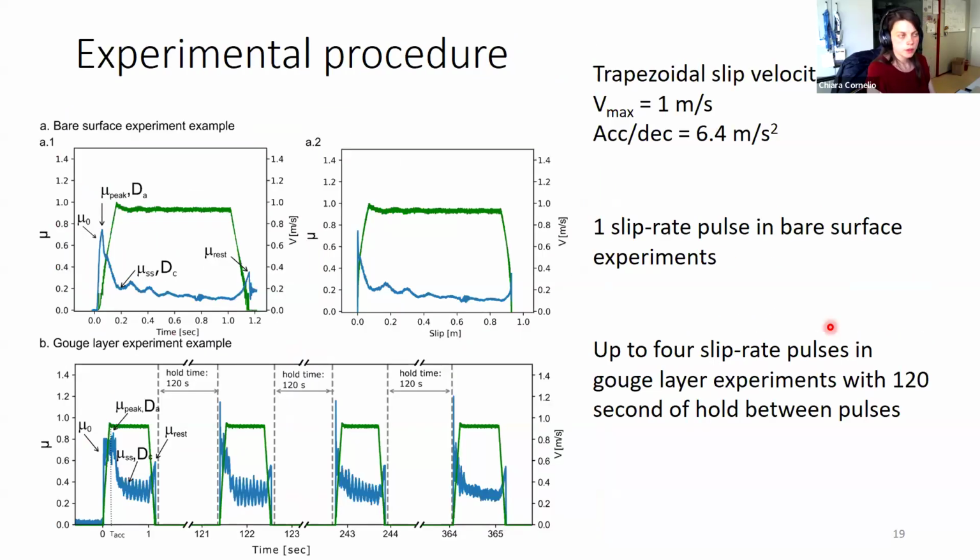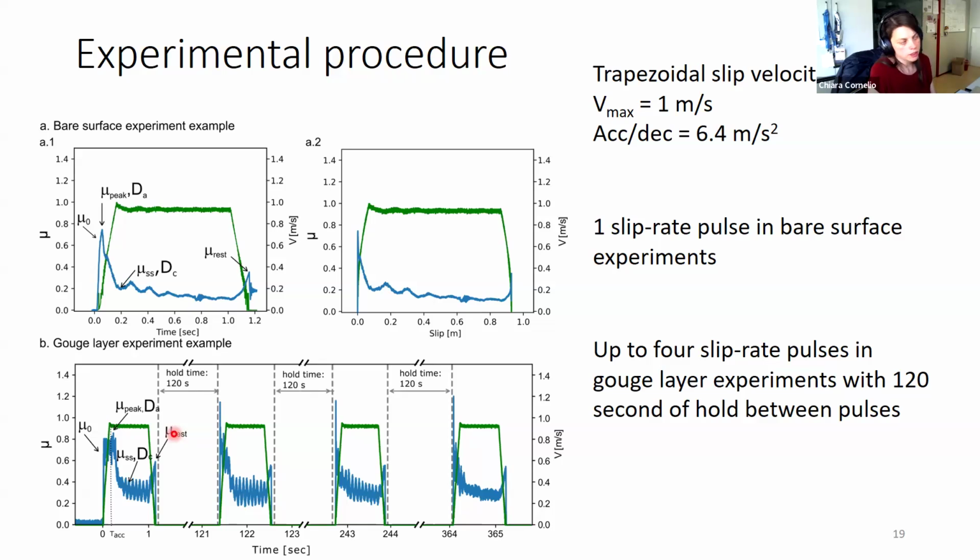Going to the experimental procedure, also in this case, we just impose a trapezoidal function of the slip rate, and we recorded the evolution of the shear stress. But the procedure was a little bit different between the bare surface and the gouge. In case of bare surface, we just imposed 1 single slip event. That is the green curve here. In case of gouge, instead, we performed 4 slip events on the same sample with a holding time between the slip events of 120 seconds.